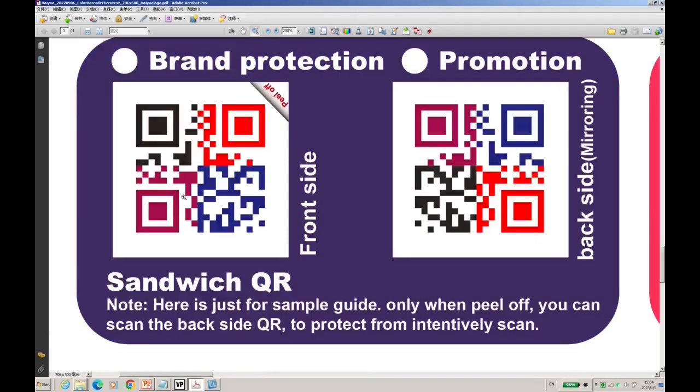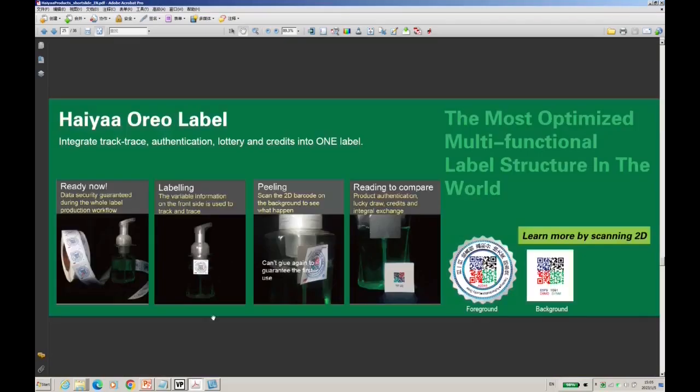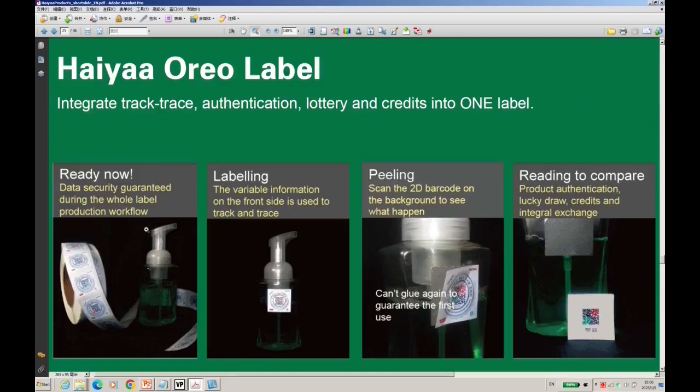This is another technology invented by Haiyaa. I introduced it many times. It's called sandwich printing. But in this example, this is just a guide. In Haiyaa we call it the Haiyaa Oreo label. This is a label stuck on the product. The consumer buys these goods.